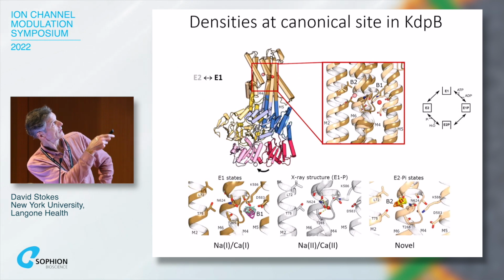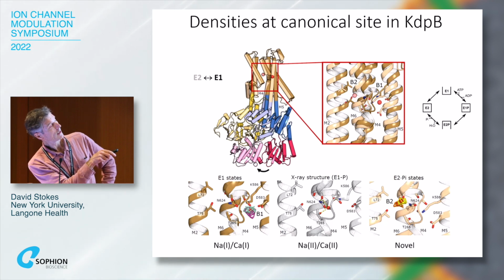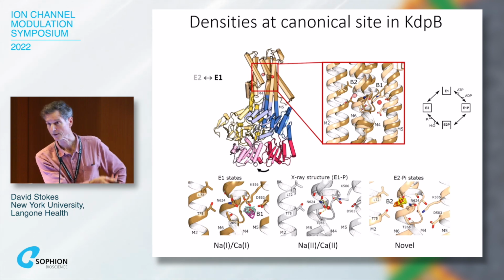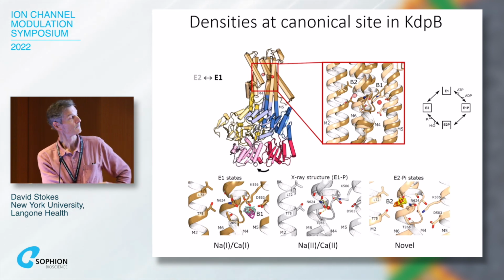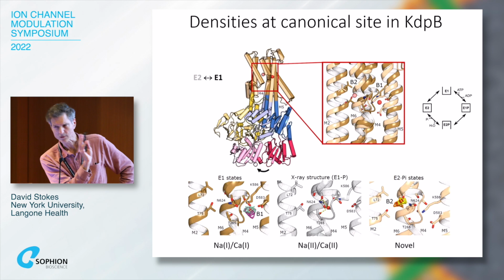Okay, so this is just a comparison of the two main conformations. There's two, one's kind of a light color and the other's a dark color. A lot of movement between those two. And in the pump, so this is in the KdpB subunit, we see densities in what I call the canonical ion binding sites, which is where calcium binds in SERCA and where sodium and potassium bind in the sodium pump. And so that's what's shown over here. I call it the B1 site.